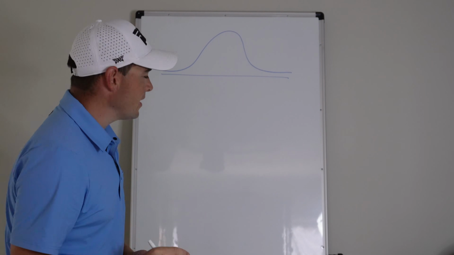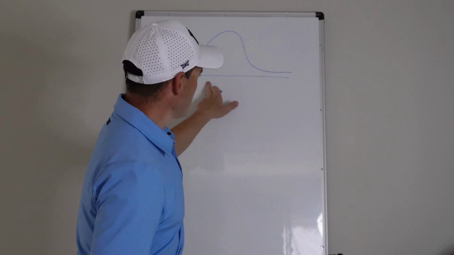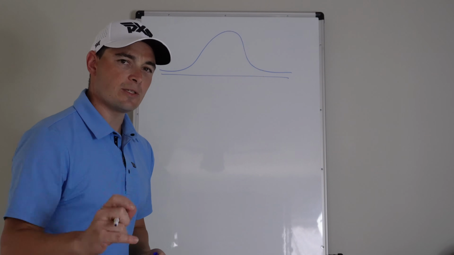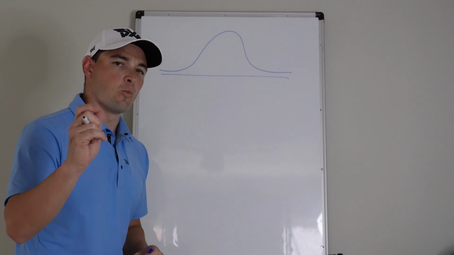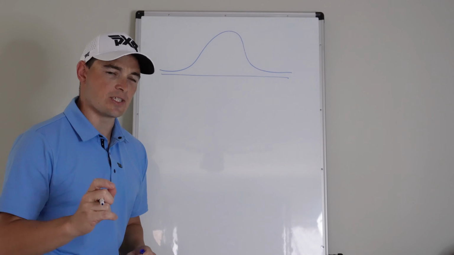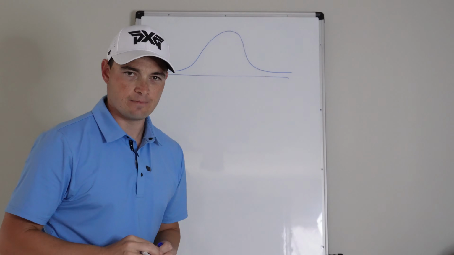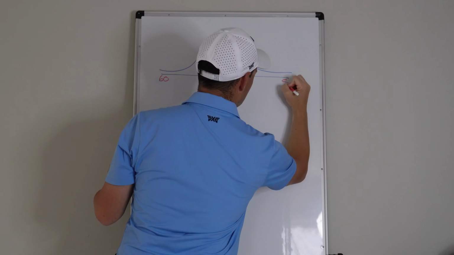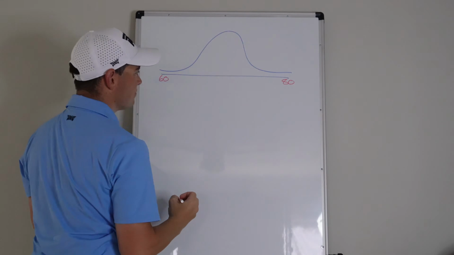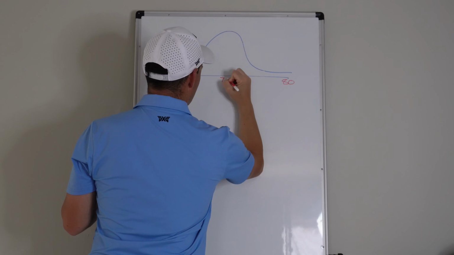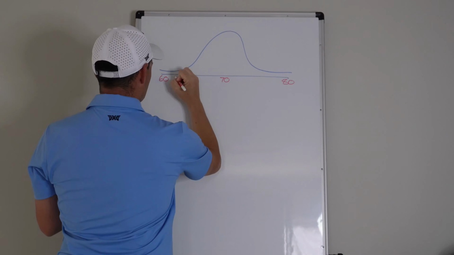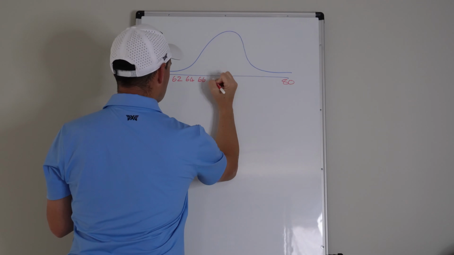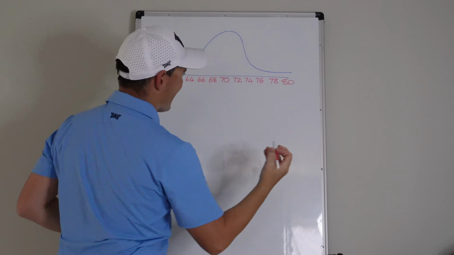Well, the first thing we need to do is we need to put some numbers on this bottom section. But what numbers are we going to put? We're going to put the best and worst score a tour player is going to have throughout the year. So let's say 60 is their best round and 80 is their worst round. We're also going to put in, let's say, their average round of 70. So we're going to have 62, 64, 66, 78, and 80.